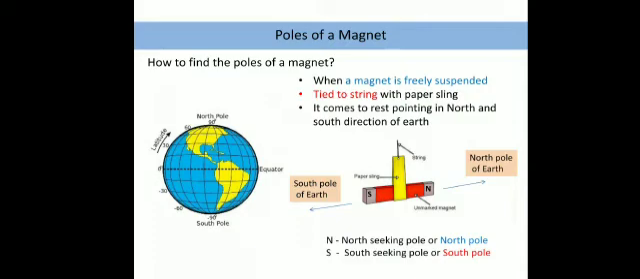Seeking means it is pointing towards a certain direction, trying to point towards one direction. So one edge is known as the north seeking pole or north pole, and the other side of a magnet is known as the south seeking pole or south pole. I hope everyone understood.